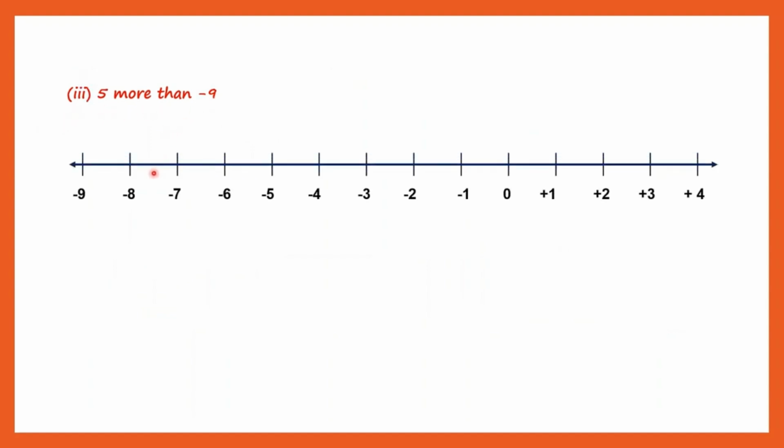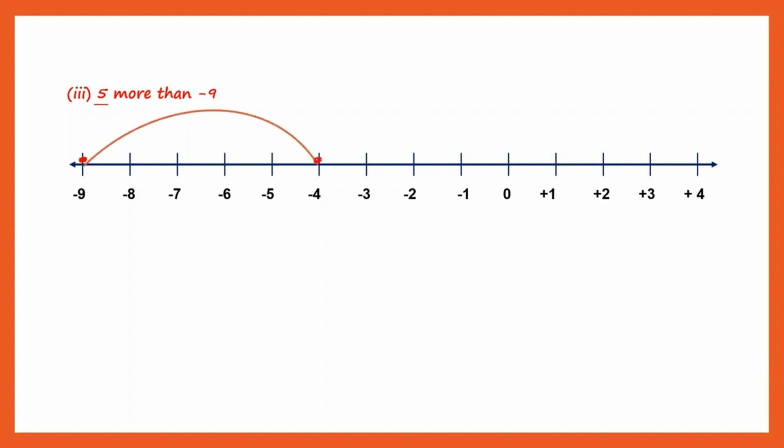Question 3, 5 more than minus 9. Okay, so let's draw the number line. Now let's mark minus 9. Minus 9 is here. So let's mark it. We have marked minus 9. Now we have to move 5 steps to the right because it says more than. So 1, 2, 3, 4, 5. We reach minus 4. So let's draw our curve.